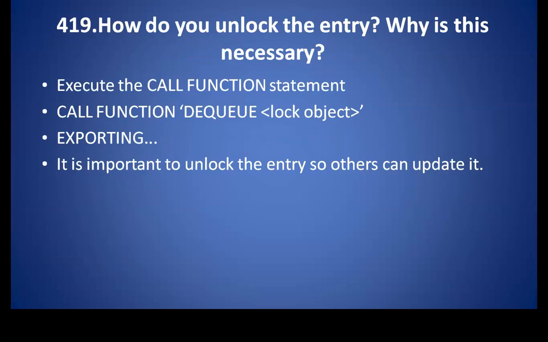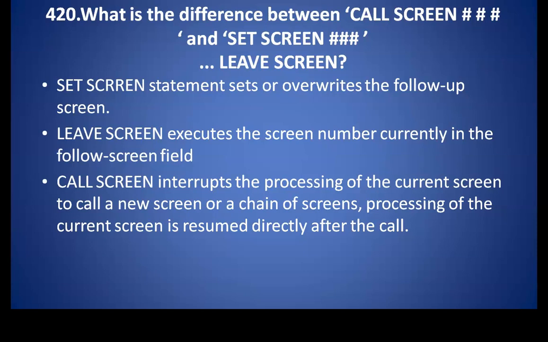Now, how do you unlock the entry? Why is this necessary? If you want to unlock the entry, then you have to go for the call function statement, and then you have to write the DEQUEUE and the log object name. So if you mention DEQUEUE and the log object name and we call it with call function, then it will enable us to unlock a particular entry.